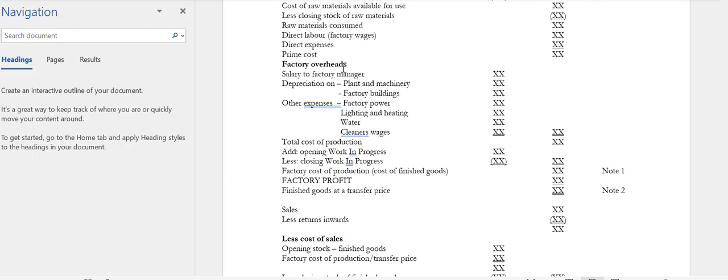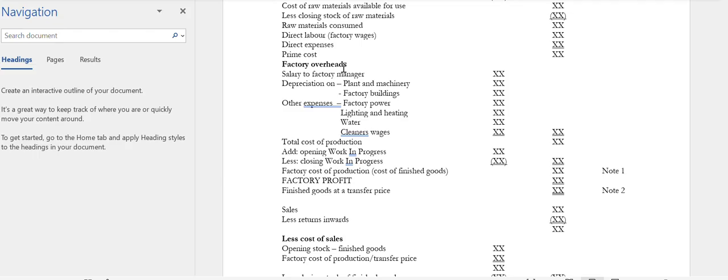finished goods. So we normally have 3 types of inventory or stock. One is the raw material, 2 is work in progress, and 3 is finished goods. So I want you to notice that in the manufacturing account, we only deal with raw material, and later on, still in the manufacturing account, we are going also to incorporate the work in progress.